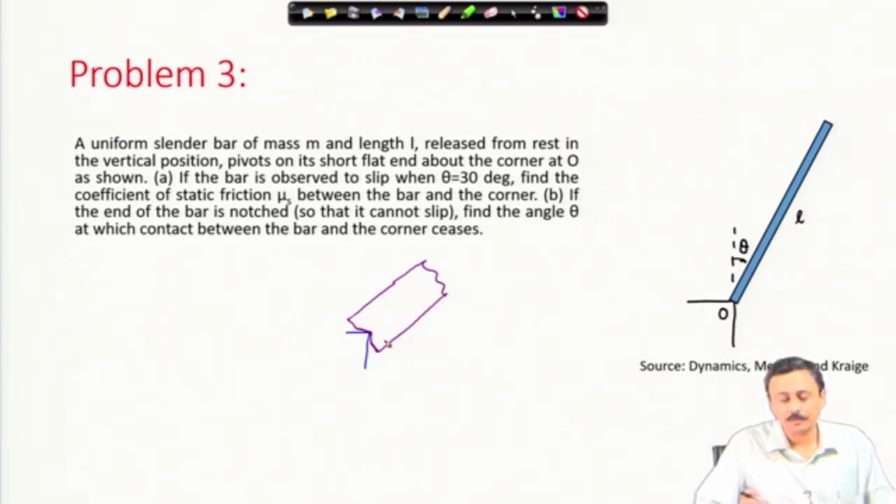Therefore, sliding is ruled out. The only way the bar can move out of this and lose this contact is that this bar moves out of this contact, which means the normal force disappears.